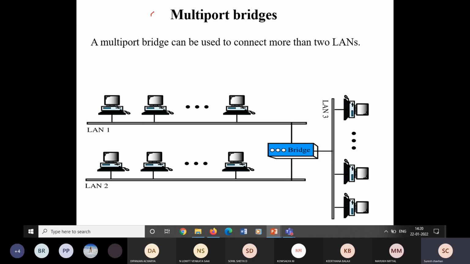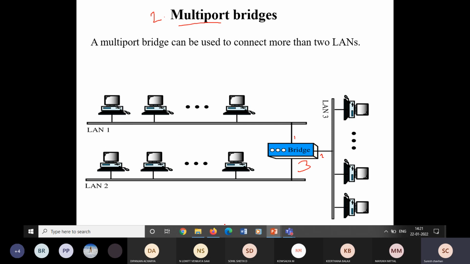The second one is the multi-port bridge. As the name gives the information, these bridges have more than one port: 1, 2, 3, 4, and so on. Here you can see the bridge has, for example, 3 ports, 1, 2, and 3. So 3 different LANs are connected through the bridge. This we call the multi-port bridge.